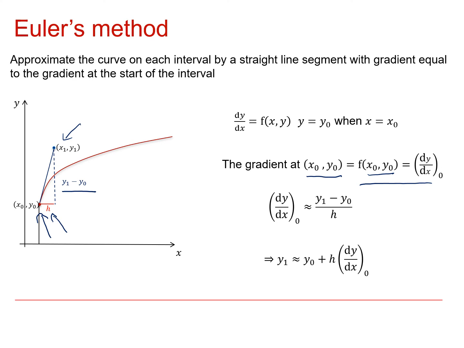Our estimate says that we're going to use that gradient as a way of extrapolating up to y1. So we have y1 minus y0 divided by the change in x. So it's a change in y divided by the change in x, and it's approximately equal to, because we're using a straight line graph. Rearranging that will give us y1 is approximately equal to y0 plus the change in x multiplied by the gradient at x0, y0.